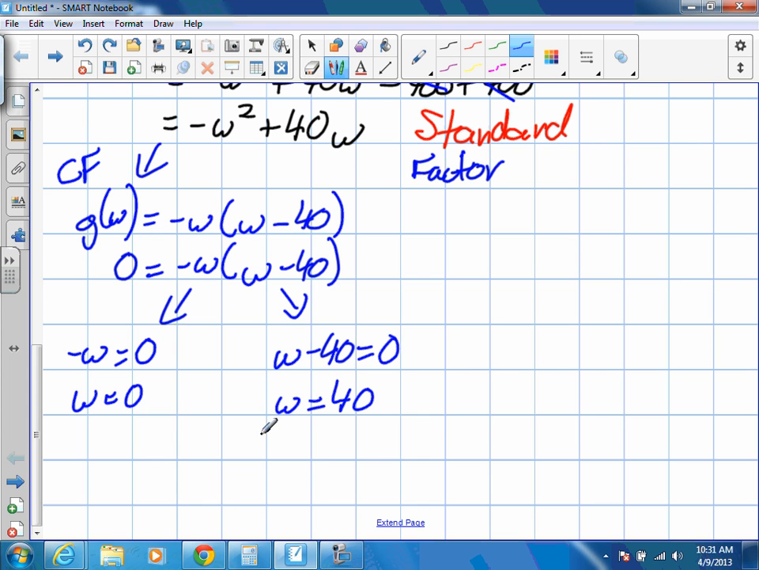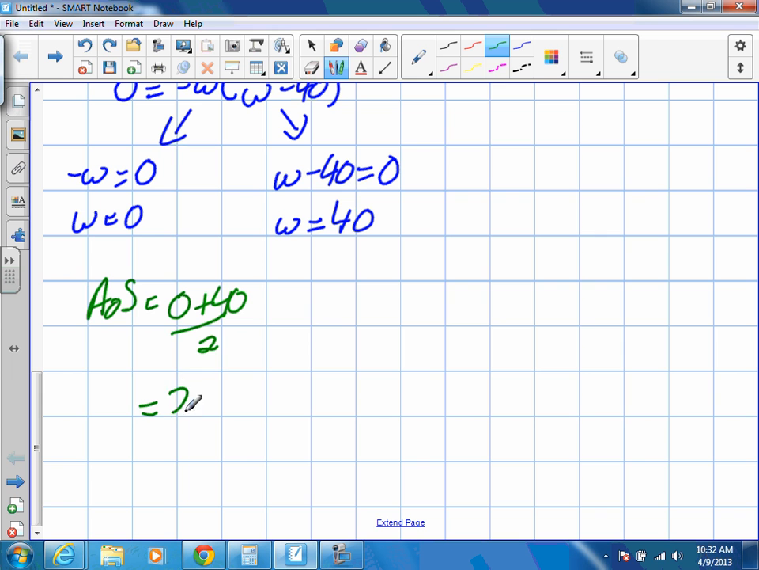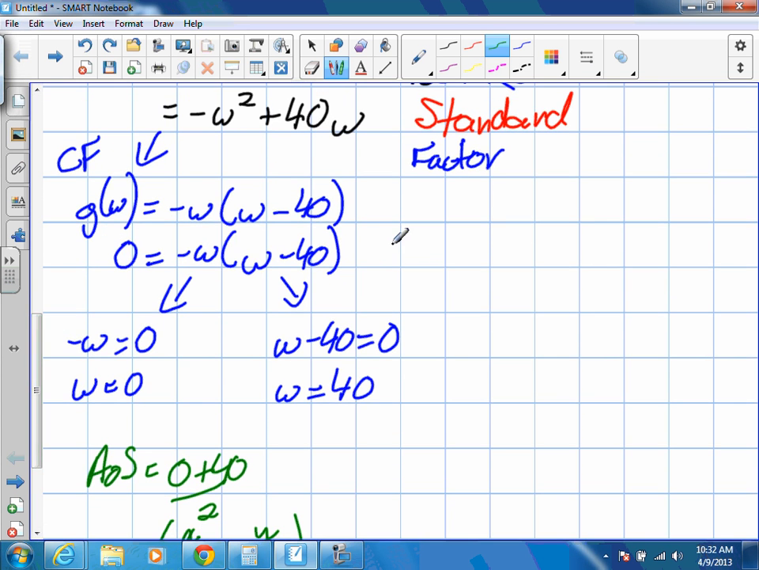That's right. So we get our axis of symmetry, AOS. We add the two x-intercepts together, so it's 0 plus 40 divided by 2, which is going to give us 20, I think. Right? 20. Okay. And that's the x value of the vertex. To find out the y, we plug it in. That's right, we plug it back in. So let's actually take our factored form here, this one here, and we'll plug it right into that.